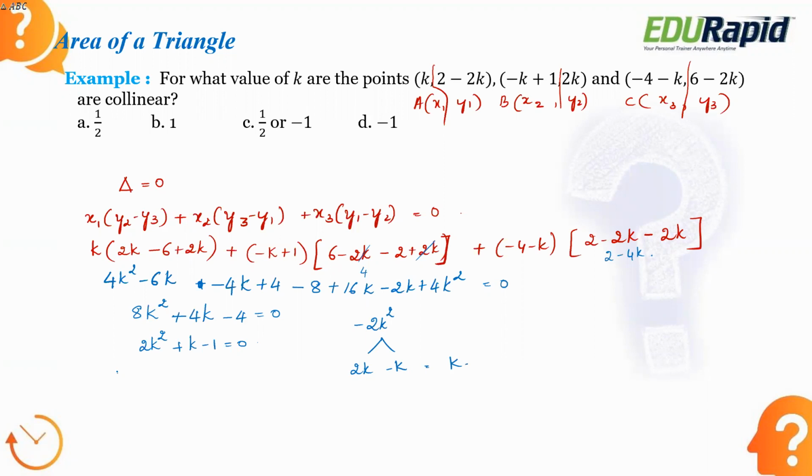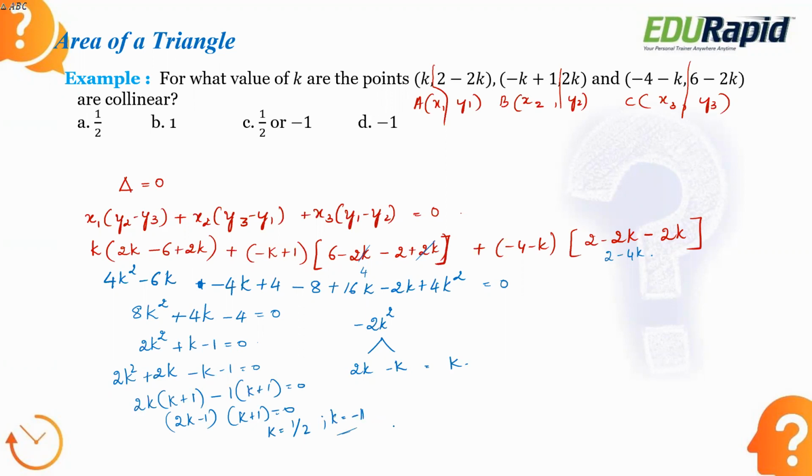So my terms would be 2k square plus 2k. I'm splitting the middle term here. So 2k, k plus 1 minus 1, k plus 1 is equal to 0. So 2k minus 1 into k plus 1 is equal to 0. I have k is equal to half, k is equal to minus 1.